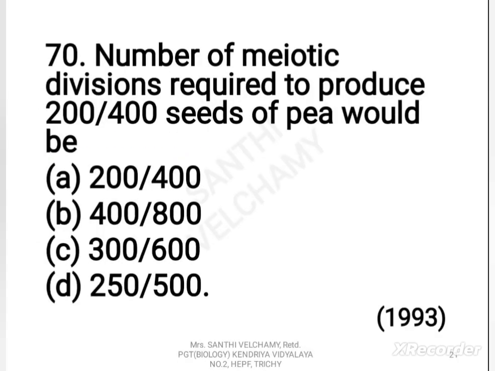Now the next question. Number of meiotic divisions required to produce 200/400 seeds of pea would be A. Go through the numbers, B, C and D. The correct answer, are you able to find out? The correct answer is D.